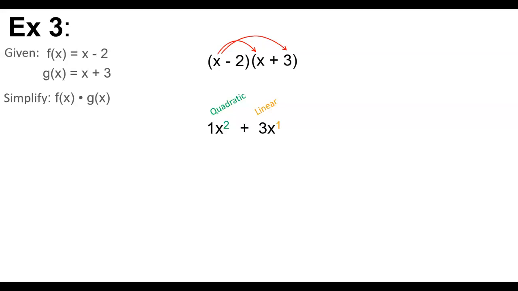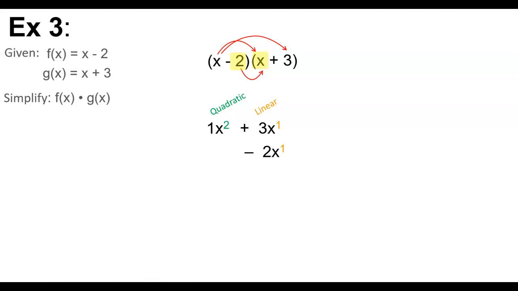You're not done multiplying because you're going to do the same thing with the second term. You're going to start with that negative 2 times x. What's negative 2 times x? Negative 2x. I'm going to put that underneath my other x term, like right there.